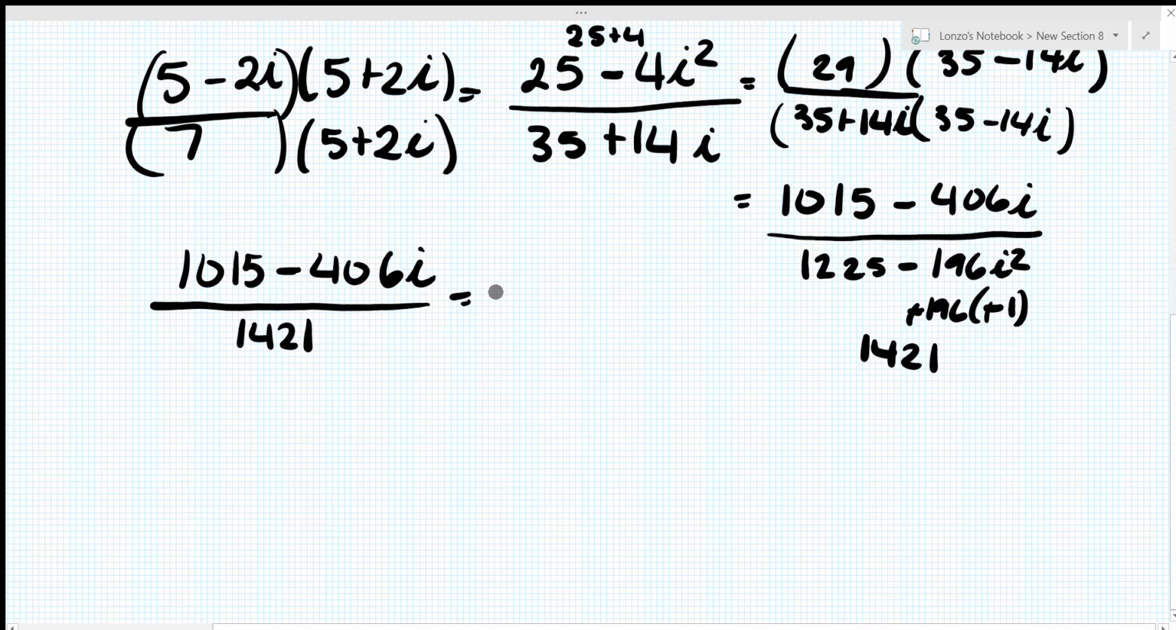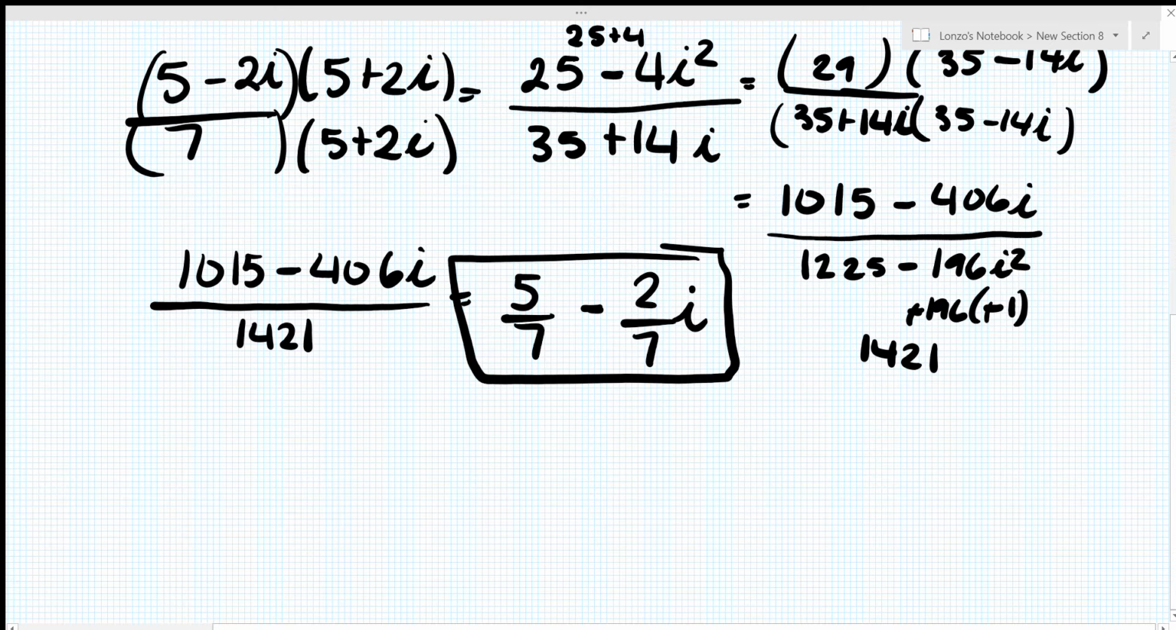When you do that, you're going to get a simplified fraction. And I already simplified the fraction. It's going to be 5/7 minus 2/7i. You can leave it like this, or you can leave it in decimal points. So yeah, this one was longer because you had to take the conjugate twice.